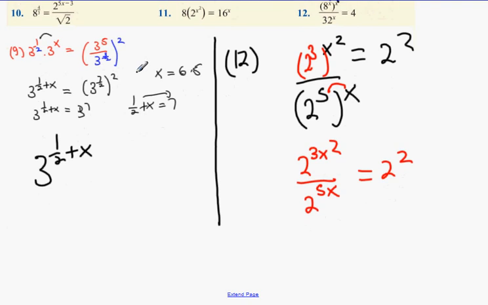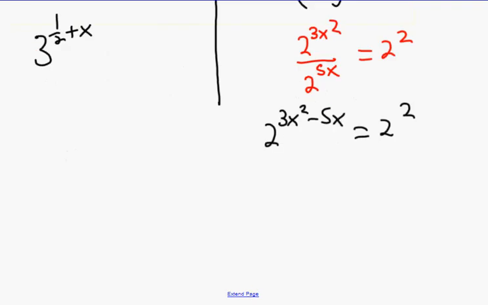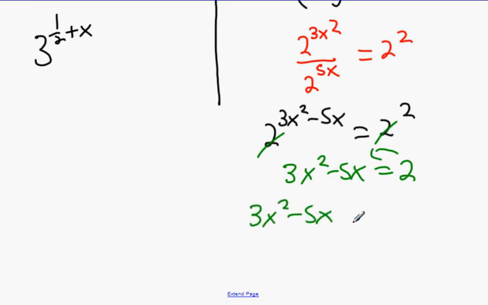Now that that's done, what we're going to get is 2 to the power of 3x squared minus 5x equals 2 to the power of 2. Now what happens next, guys? The 2's cancel, and we get 3x squared minus 5x equals 2. Bring over the 2: 3x squared minus 5x minus 2 equals 0.